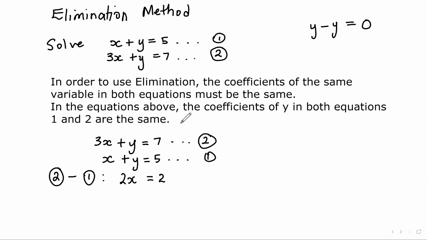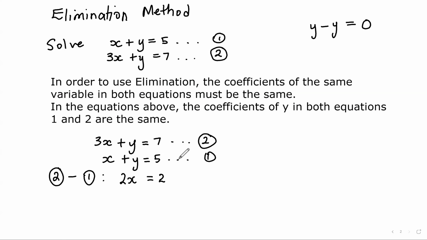Once the coefficients are the same, you then look at the signs of the coefficients. Because they're both positive, I have y and y. Well, to get that to be equal to 0, I'll have to minus them from each other. So y take away y is equal to 0. That way I got rid of it. But like I said, you cannot just take away the y's. You would have to take away the entire equation from each other.